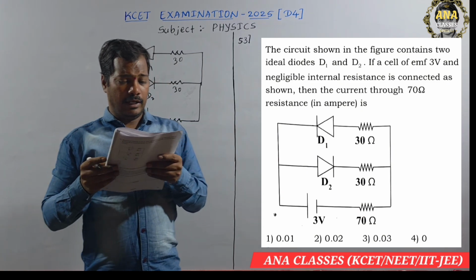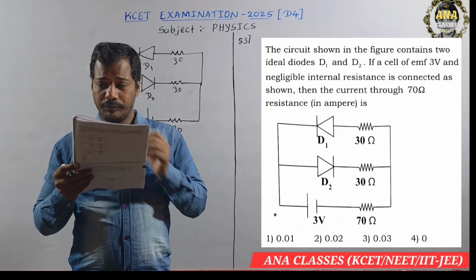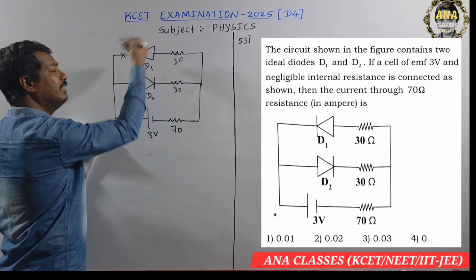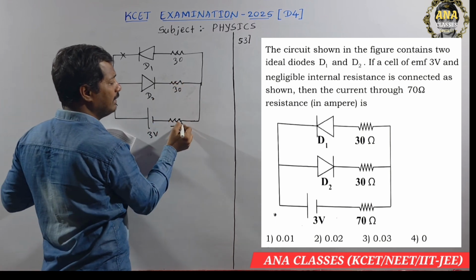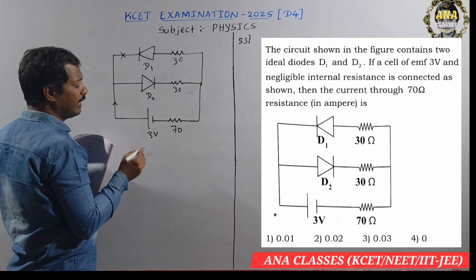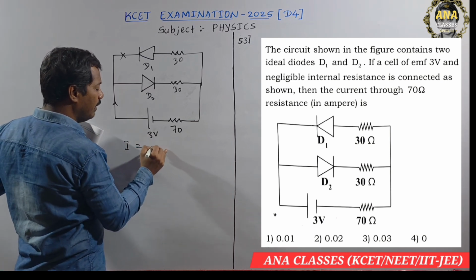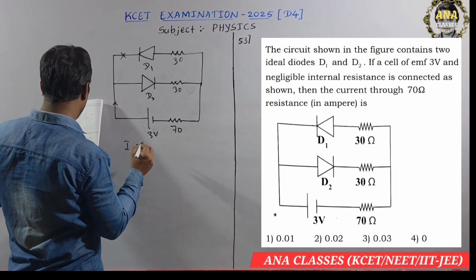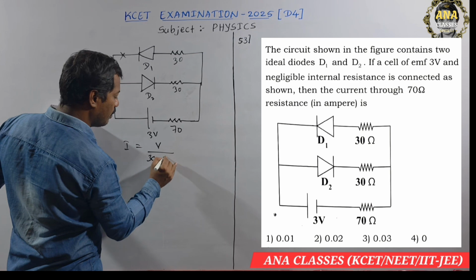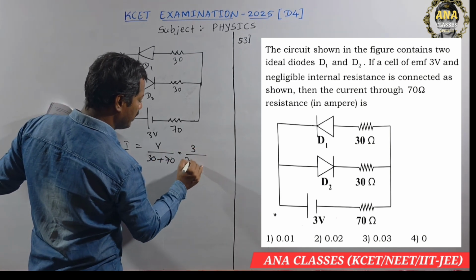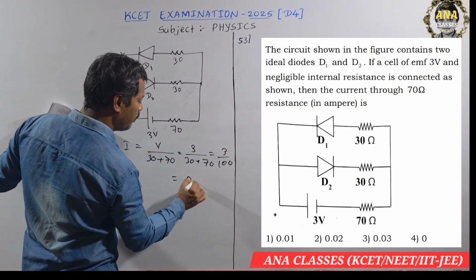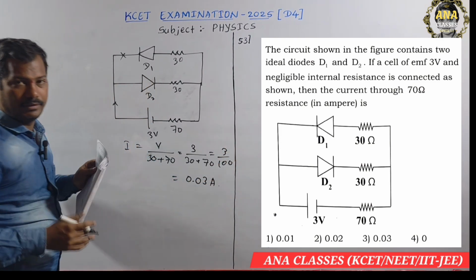Question number 53. Here a circuit diagram is given. What is the value of current through the 70 ohm resistance? This diode is in reverse bias, so leave it; in forward bias the current flows. Here these two are in series, so the current in both resistances must be constant. Since the current is the same, I is equal to the EMF divided by the total resistance. So V is there, so V divided by 30 plus 70. V is equal to 3. It is 30 plus 70. So the answer is 3 divided by 100. The total current is 0.03 ampere.